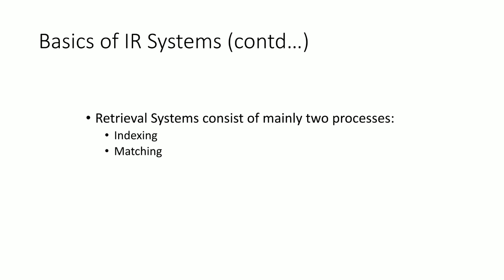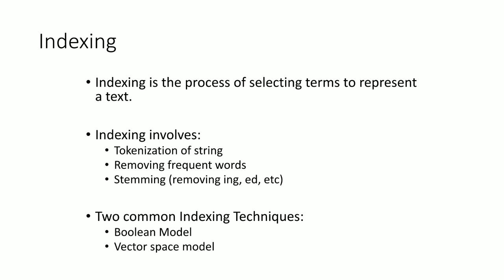A retrieval system consists of mainly two processes. The first one is indexing, and the second one is matching. First we'll discuss indexing. Indexing is the process of selecting terms to represent a text. It involves tokenization of a string, removing frequent words, and stemming. All these three phases we already discussed in natural language processing. There are different phases of NLP that we have discussed, and we already discussed these three steps which are involved in the indexing phase. Two common indexing techniques are the Boolean model and the vector space model.